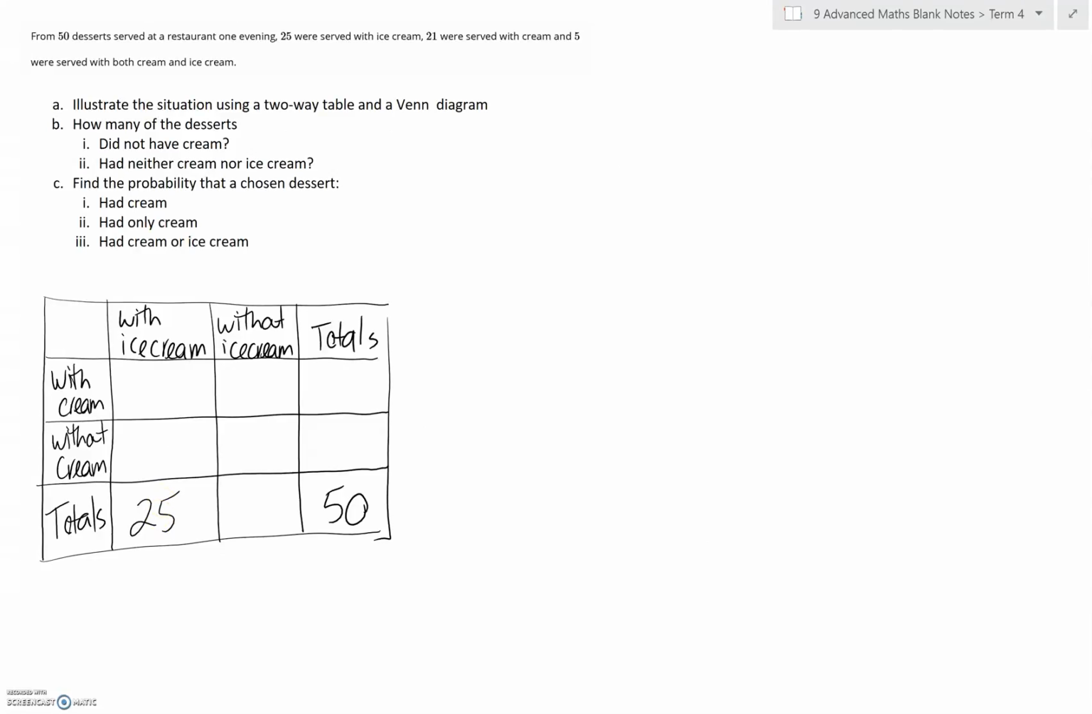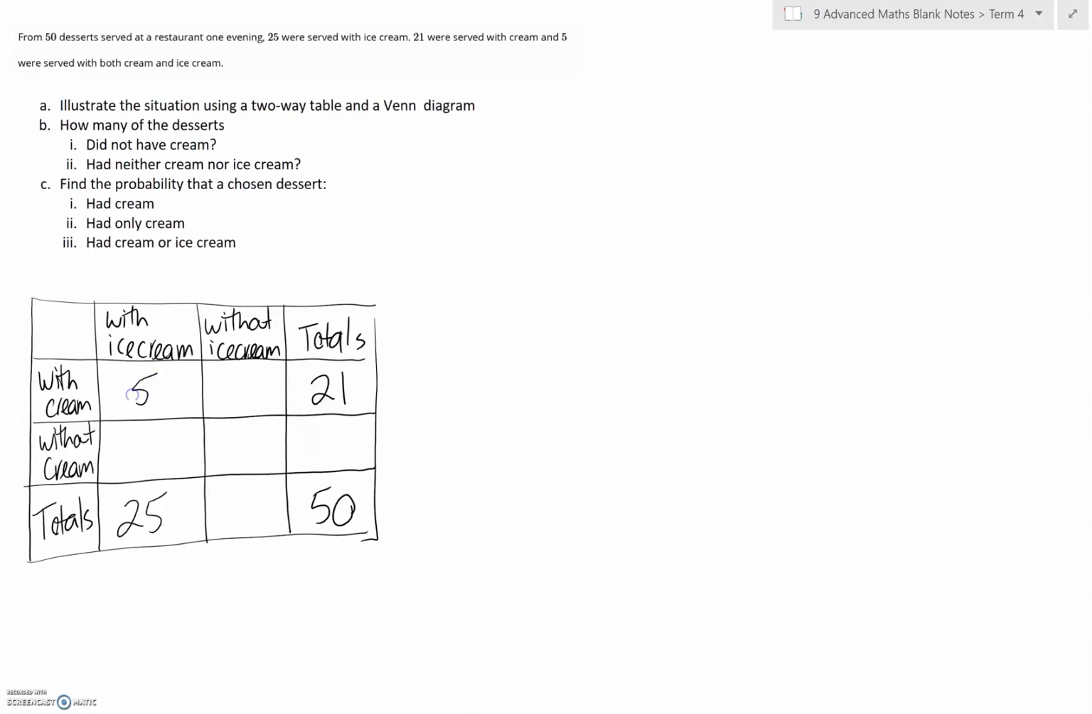25 were served with ice cream. Then we've also got 21 that were served with cream. So again, we can put the 21 in the row that's got with cream in it. Now the last one is 5 were served with both cream and ice cream. So that's going to go in this first box. Cream and with ice cream.